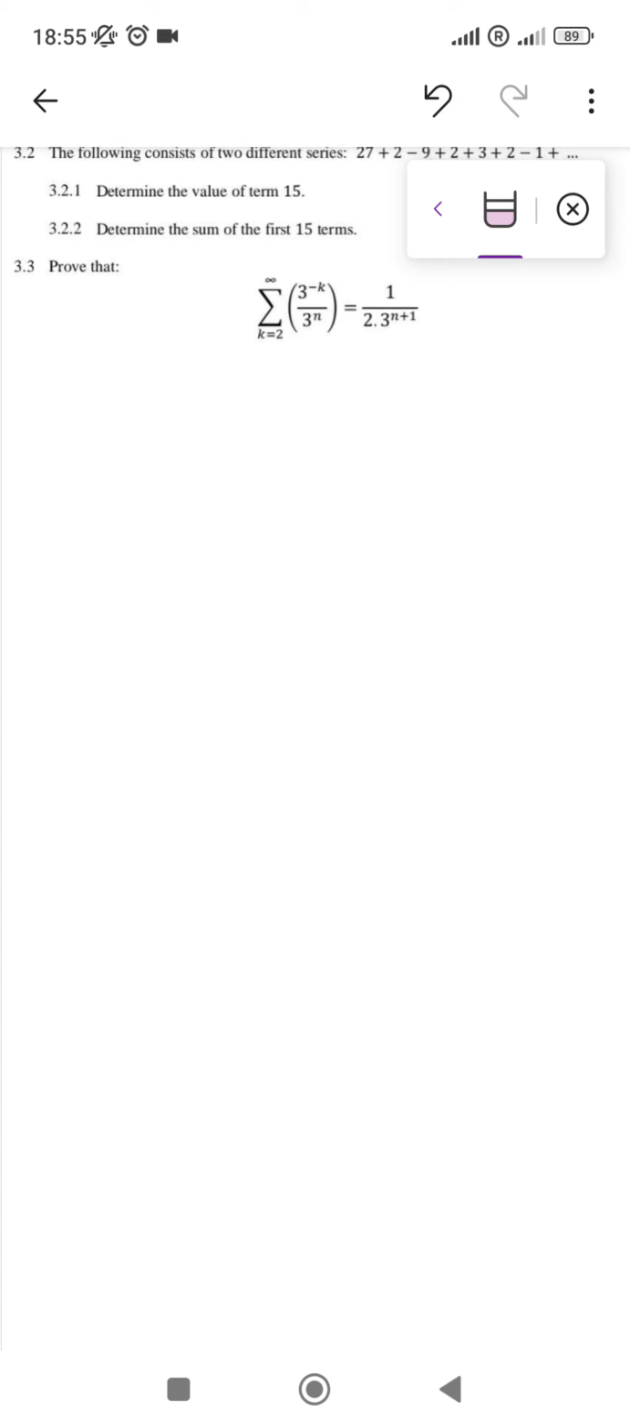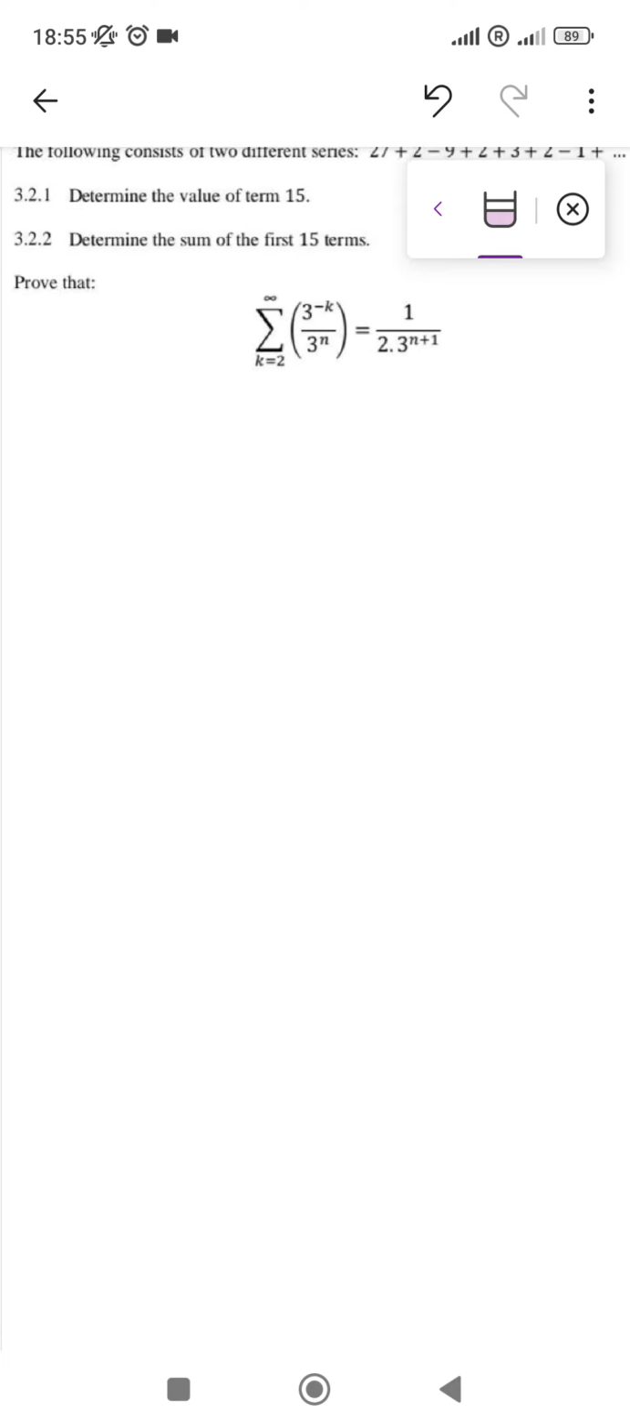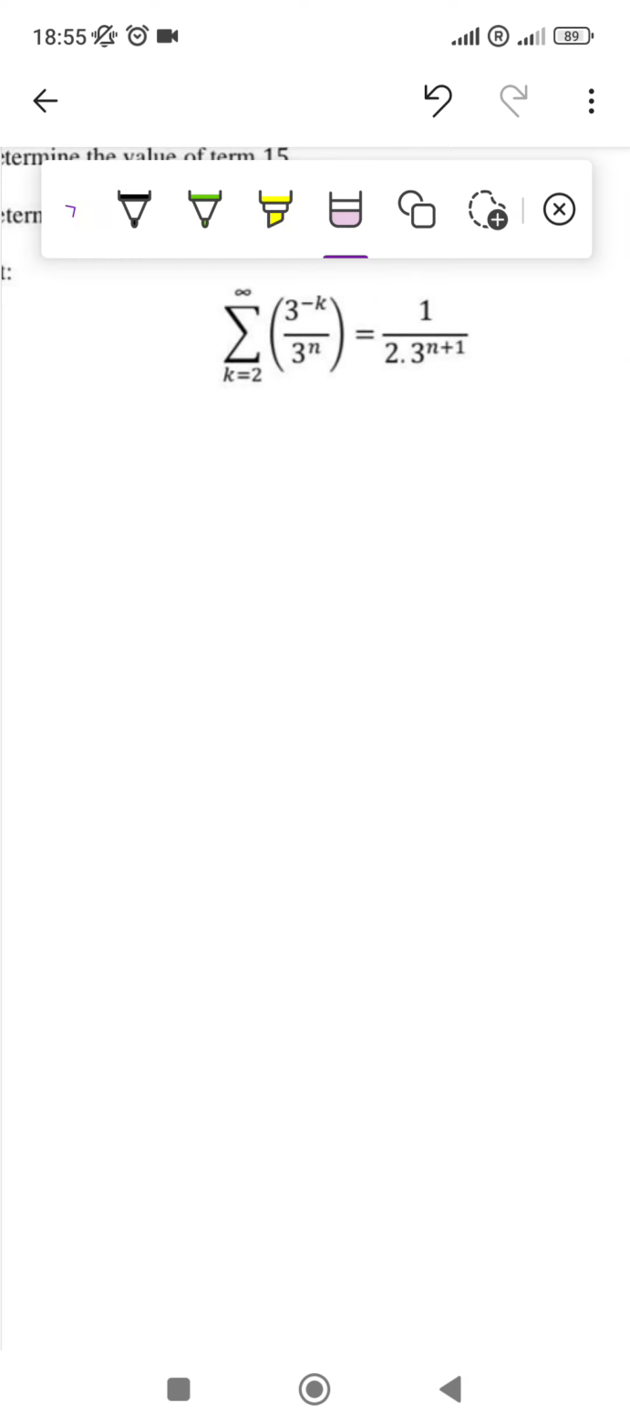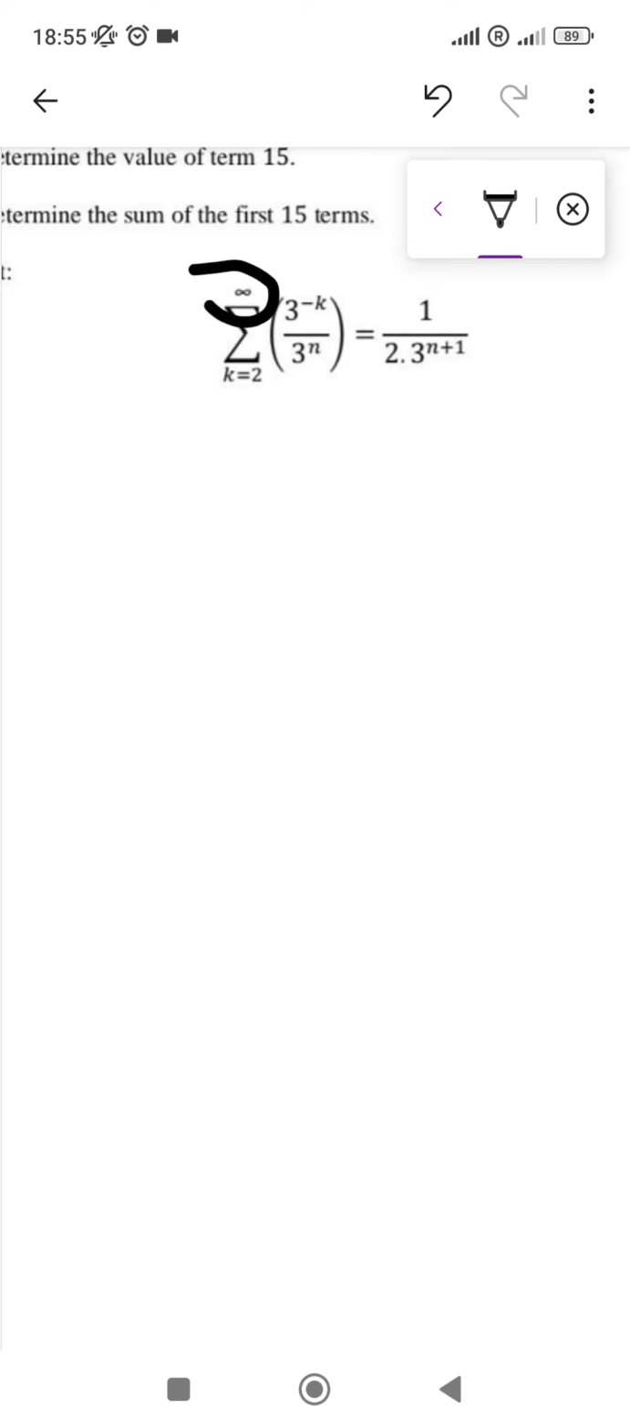Right, let's get to 3.3. So we're dealing with sequences and series. Here, what we should notice is that there's this infinity thing over here. So this is the sum to infinity. For the sum to infinity, we should understand that if there's a value here, it means that this converges.